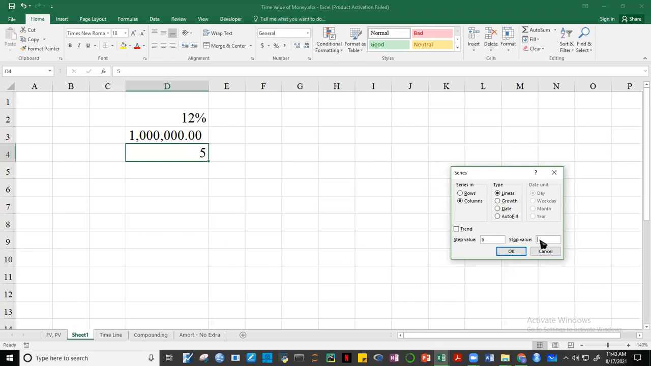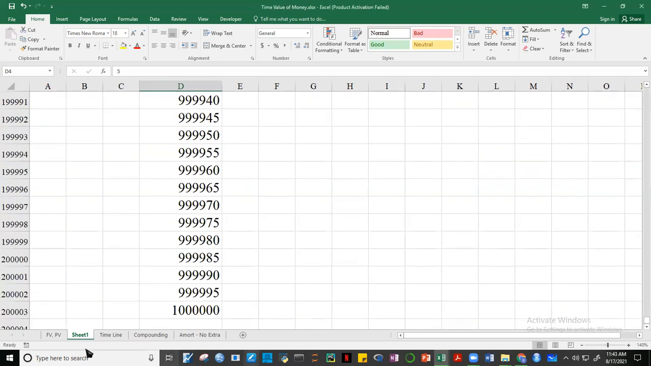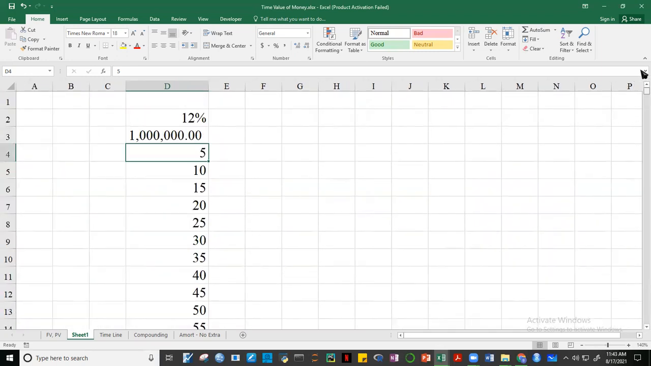And then step value, dito na guys yung advantage natin. We can put here 1 million. Yan, 1 million guys. Okay? So there, voila, 1 million na. Diba? So, mas convenient, mas practical, and it allows us to use the functionality of Excel. Okay, clear guys?